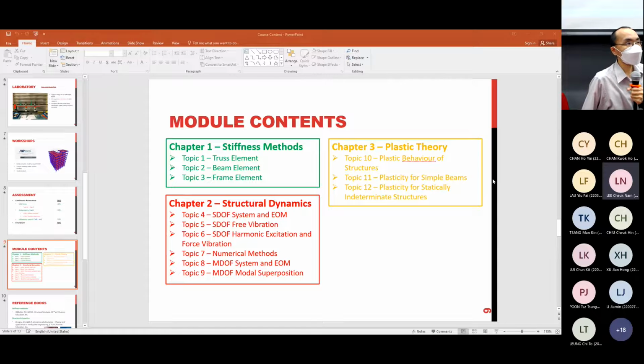Maybe the first part, I think. Have you learned anything about matrix algebra? And do you know how to plot a moment diagram and shear force diagram? Then you have to refresh your memory. Yes, they are more related to the first chapter, Sipper's method. For structural dynamics, I believe that structural dynamics is new to everyone. Same for plastic theory. No further questions. Then I will move on to another PowerPoint.